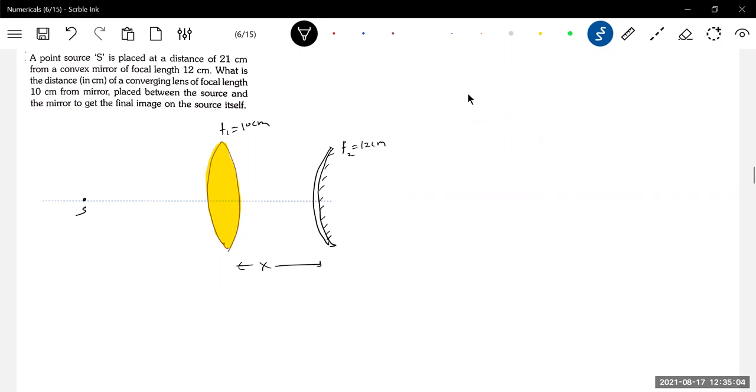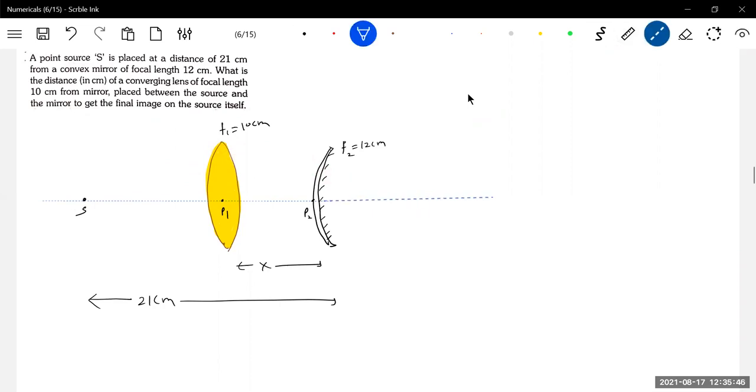Okay, a little bit different conditions I brought. You can see here now. The final image should be here only. What is the methodology you can think here? We know this distance, P1, P2. The only thing is, after refraction, the rays should fall at the center of curvature of this convex mirror.